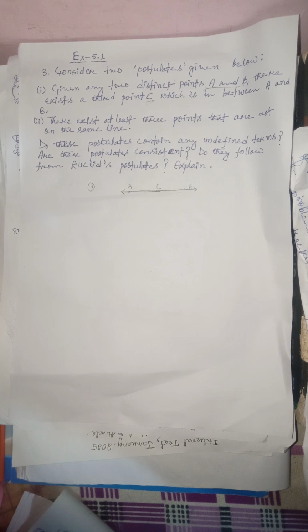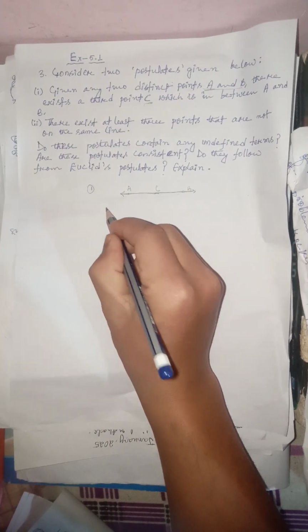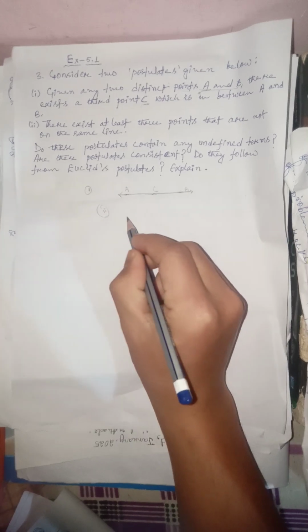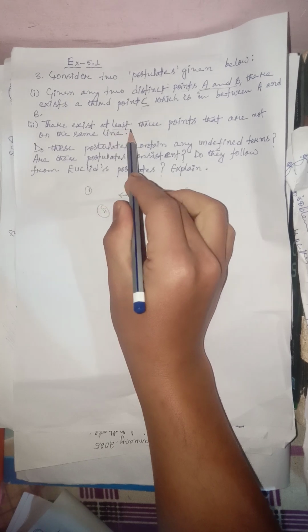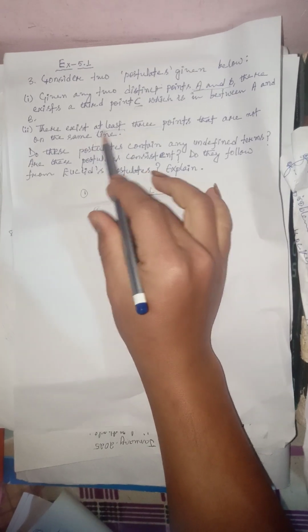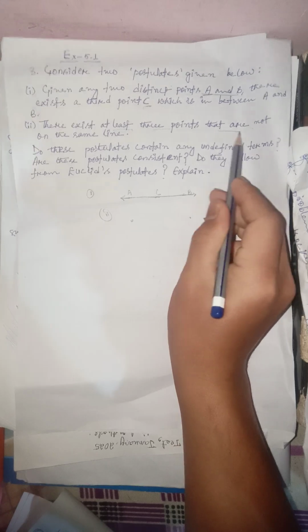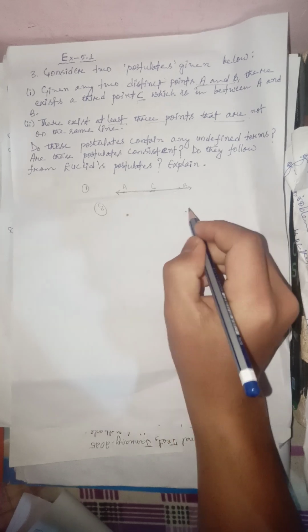Then let us move to the next. In Roman number 2 we have, there exists at least 3 points that are not on the same line. Now for this Roman number 2, there are 3 points which are not on the same line. That means those 3 points are not on the same line.